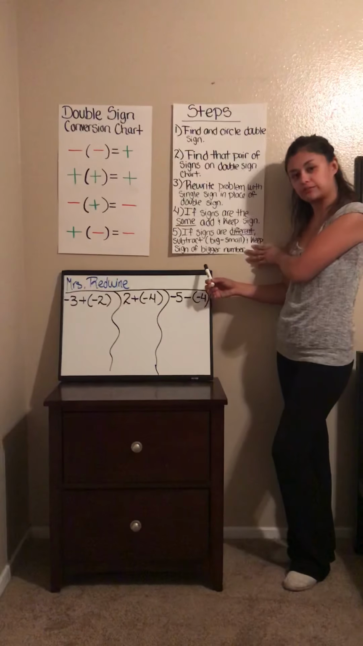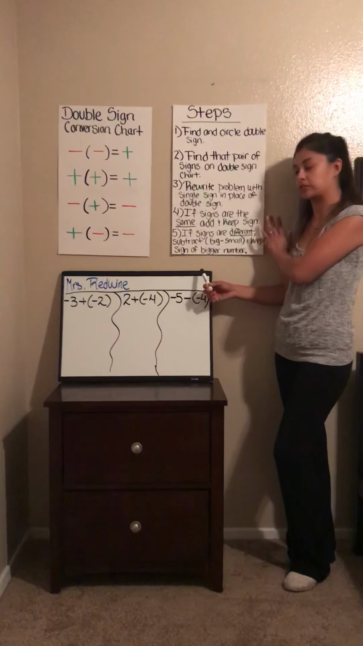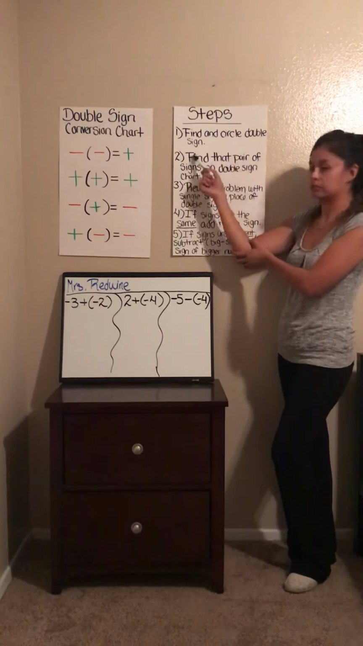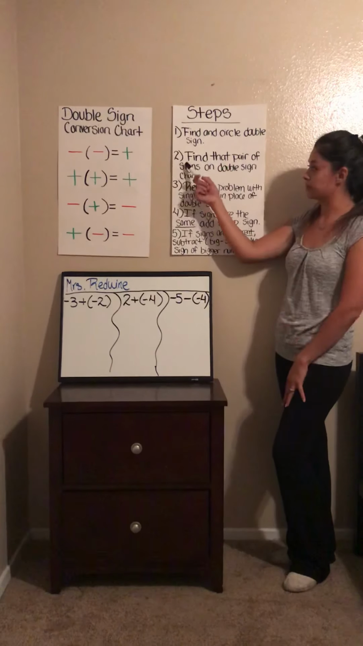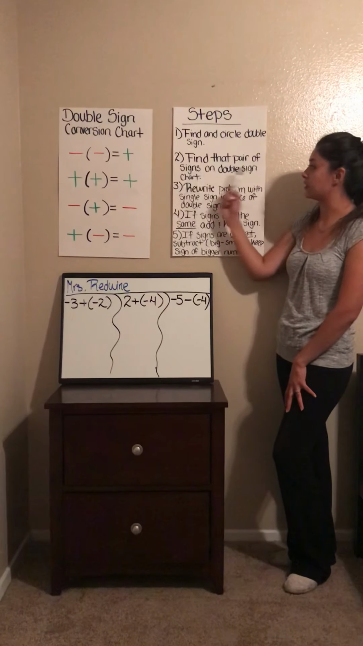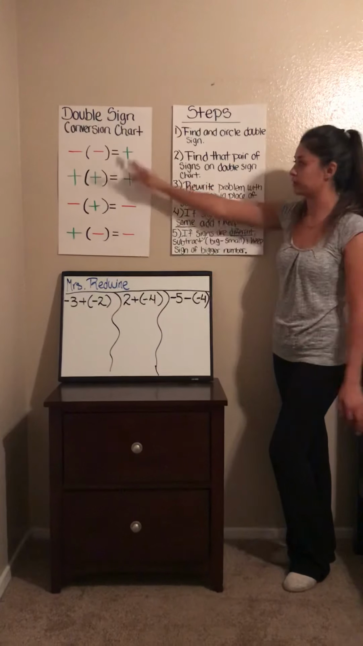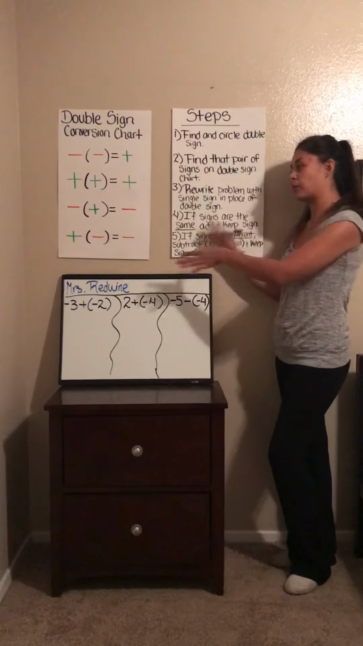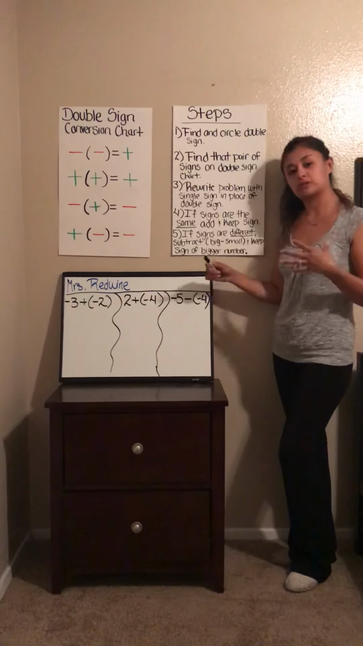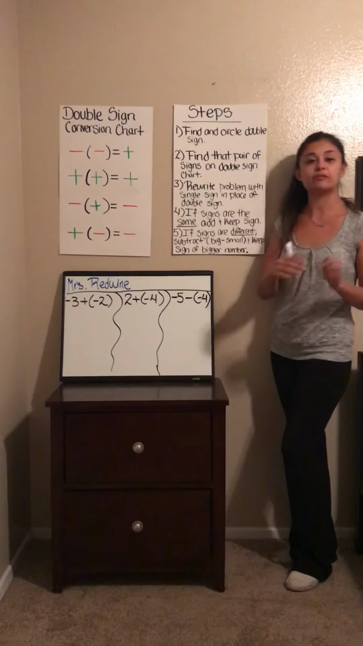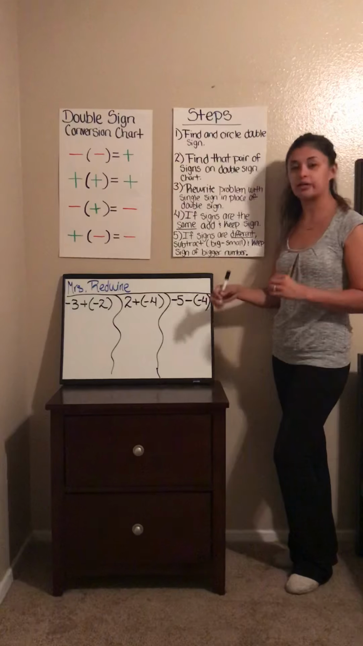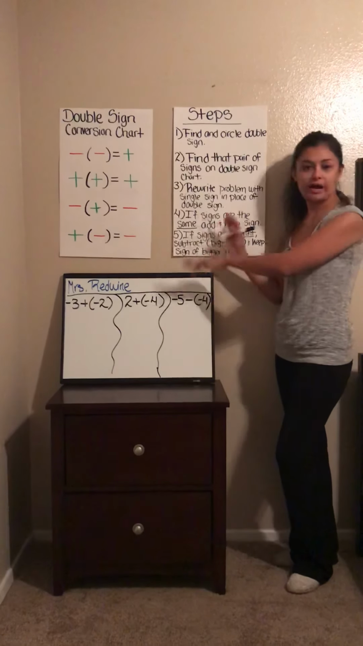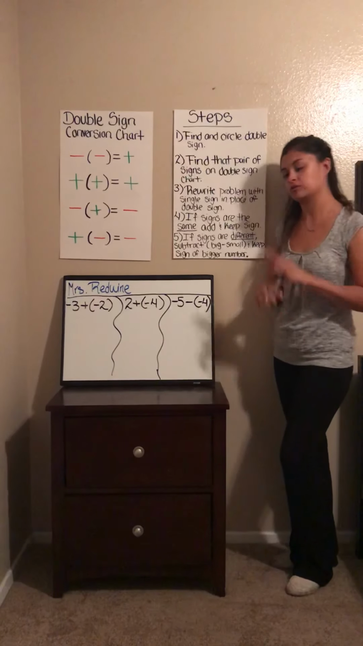Now we have our steps for solving our double-sign equations. Our first step, we're going to find and circle the double sign. Number 2, find that pair of signs on the double sign chart right here. We're going to be referencing both when we're doing our equations. We're going to have this on the board, but also I'm going to make sure that everybody has their own conversion chart and their steps, so if you forget, you can always look back to it, okay? Everyone's going to have their own, so don't worry.